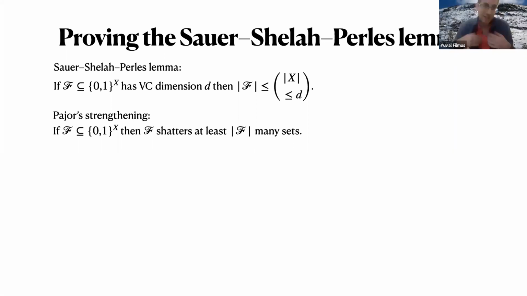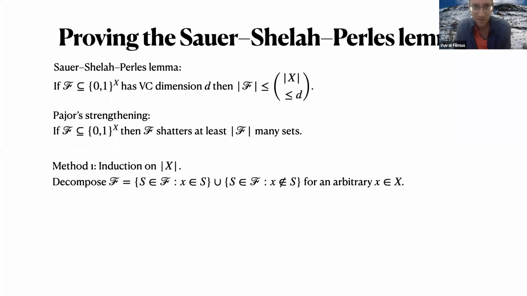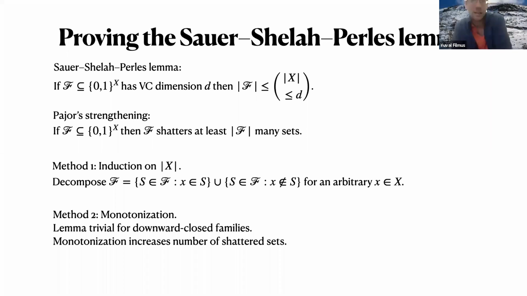We're actually proving this strengthening because all known proofs of the Sauer-Shelah-Perles lemma generalize to prove it. Here are three different proof ideas. One proof uses induction: we decompose the family into the parts containing some element x and the parts not containing x. This is pretty straightforward, it just works. Another proof is monotonization, or shifting.